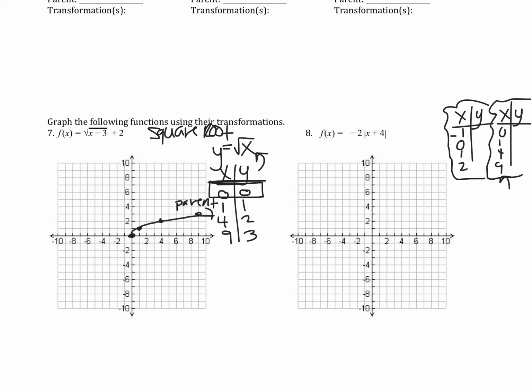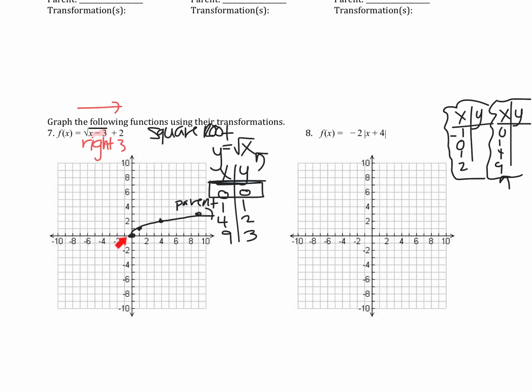We need to now apply the transformations. So when we apply our transformations, we're going to go from left to right. So starting if there's something in front. There's nothing being multiplied in front, so I don't need to stretch or flip anything. Then I go to the right. I see this -3 on the inside. Remember, this is going to shift our graph right 3 units. So every point needs to go right 3 units.